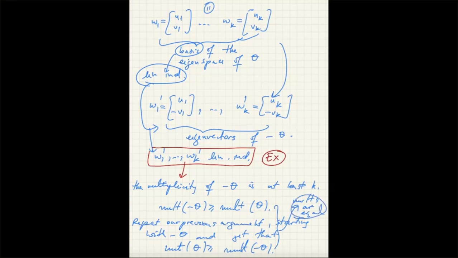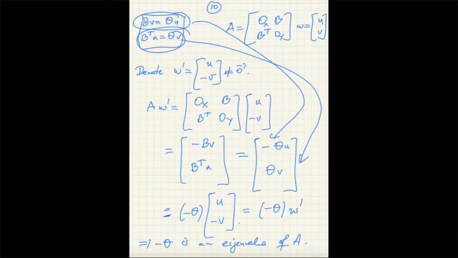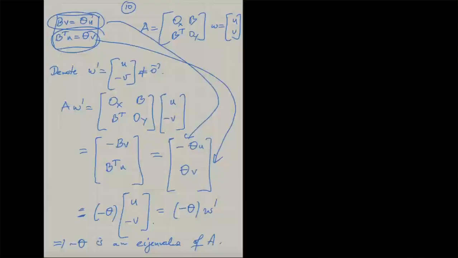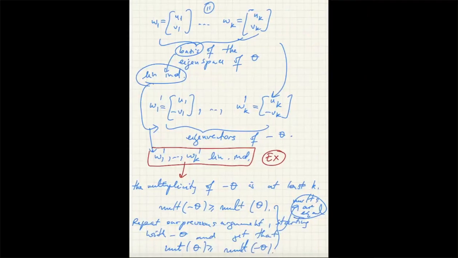I hope that's clear. In our argument, we started with some eigenvalue theta, and we proved that minus theta is an eigenvalue, and its multiplicity is greater than or equal to that of theta. And now we can do the same argument by starting with the eigenvalue minus theta, and the negative of minus theta is theta, and all our arguments are true, and they give us that the multiplicity of theta is greater than or equal to the multiplicity of minus theta, so therefore they must be equal.